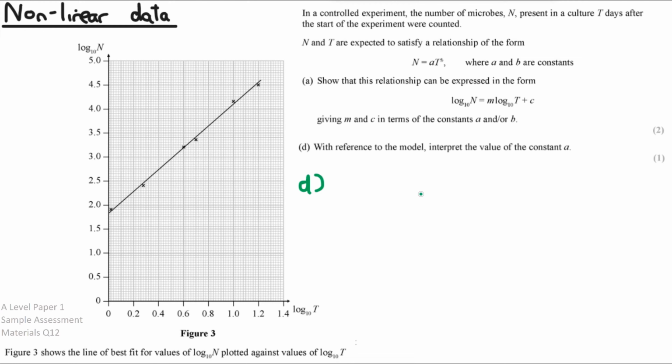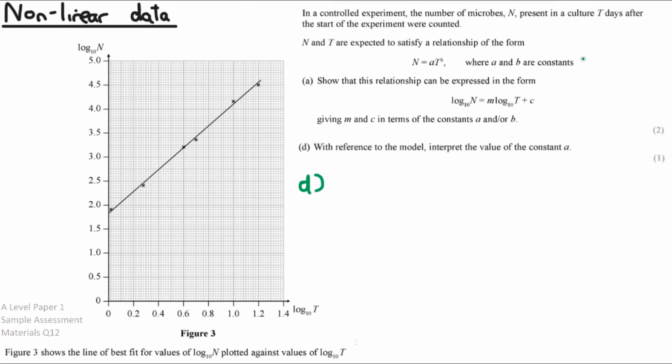So for part D, you get a lot of these questions for 1 mark. They want you to interpret the value of the constant A with reference to the model. So basically what they're asking is, for this model, what does A actually mean in terms of this situation here? What does it actually mean?